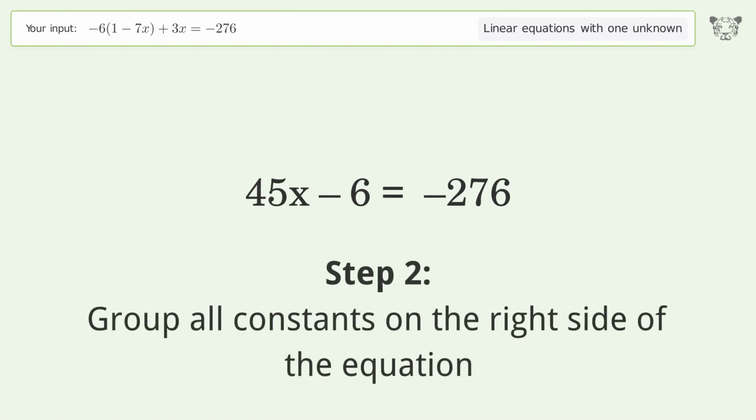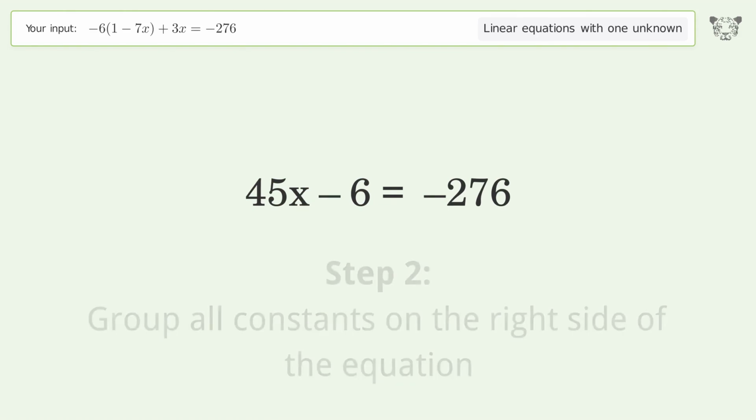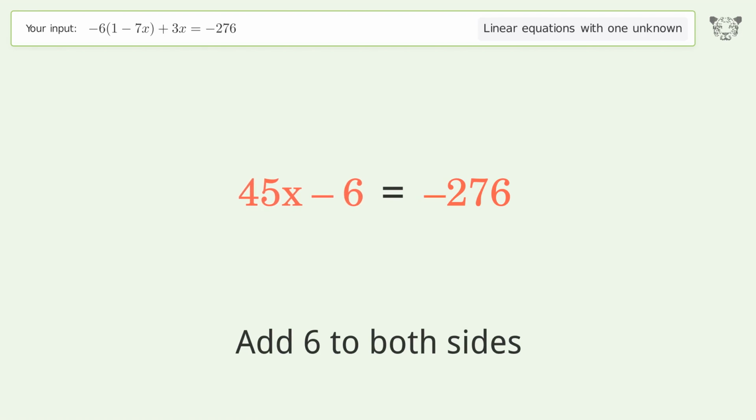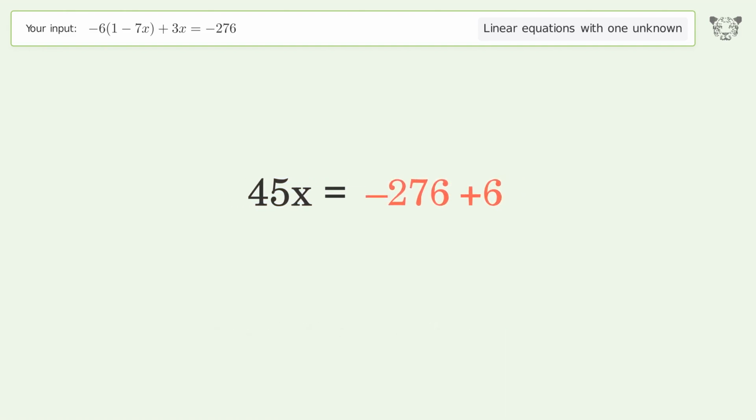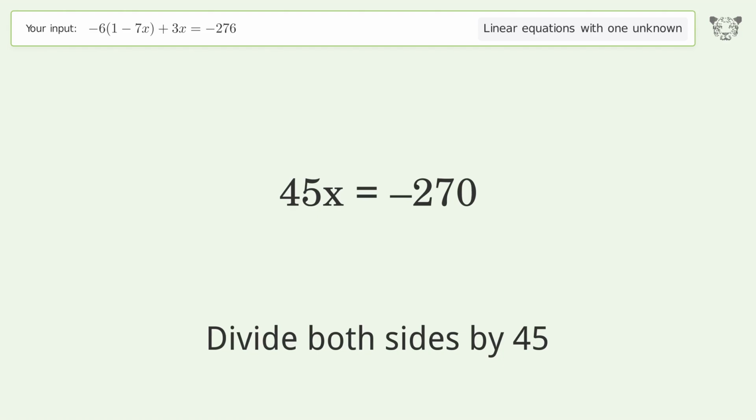Group all constants on the right side of the equation. Add 6 to both sides. Simplify the arithmetic. Isolate the x. Divide both sides by 45.